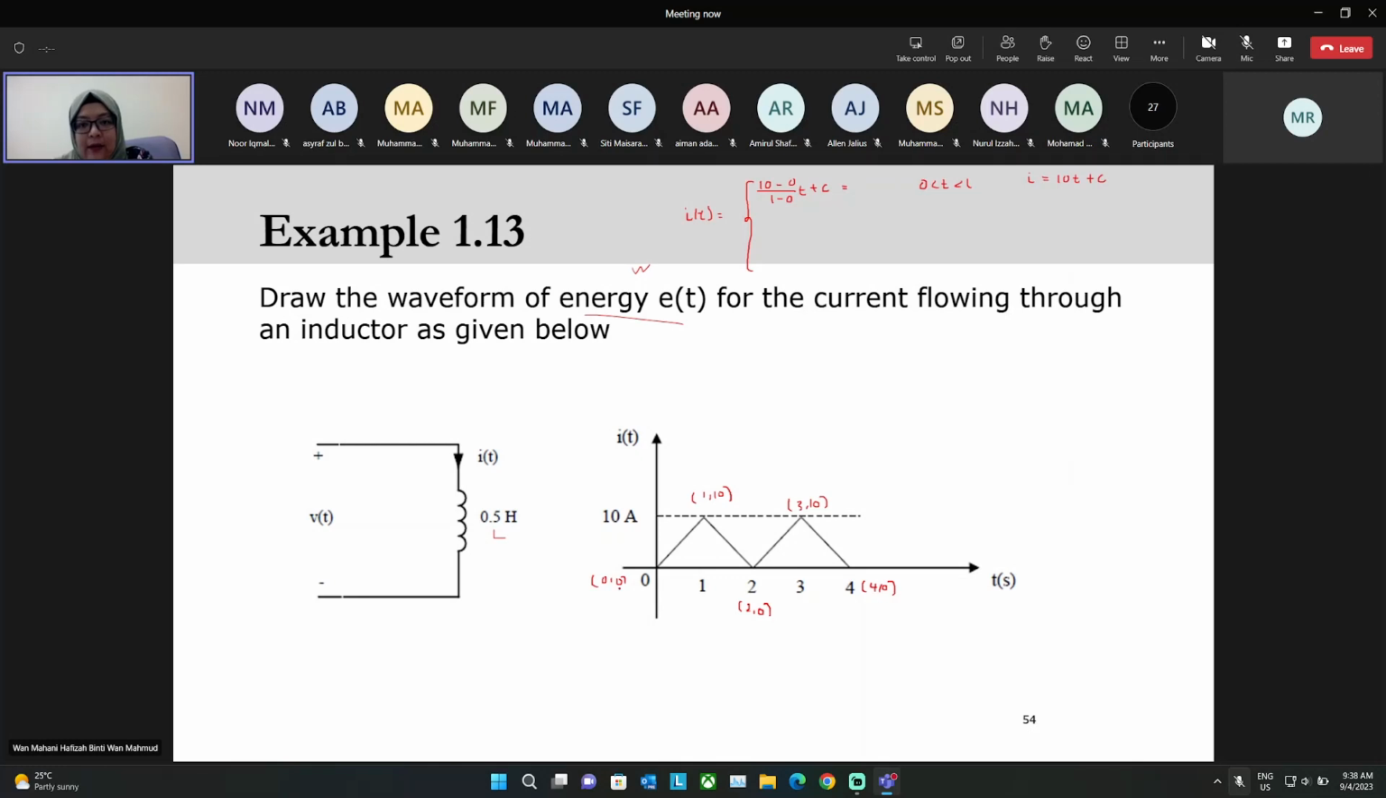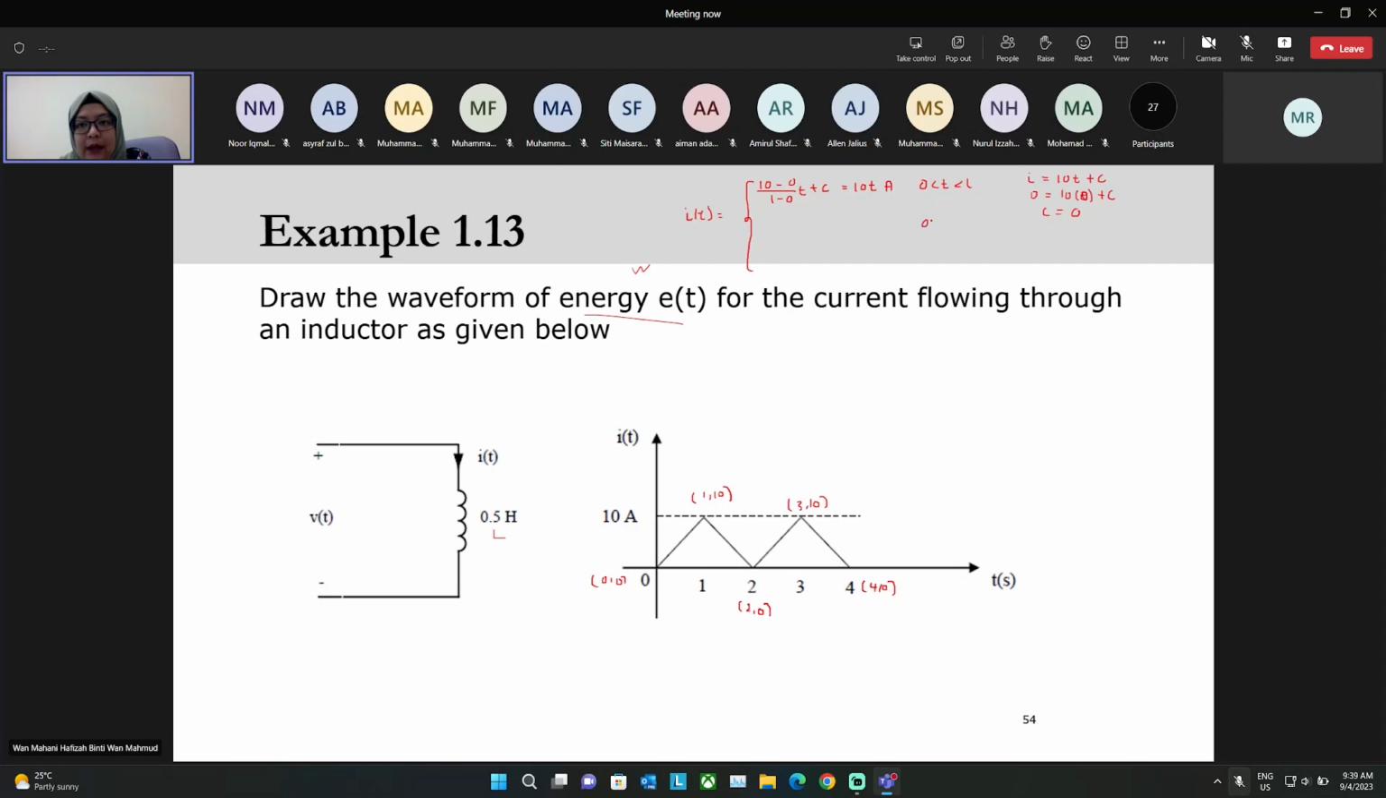You boleh ganti guna koordinat ini ataupun koordinat yang kedua ni. Katakan saya cari guna koordinat yang first. Pada masa T kosong, I dia kosong. I kosong, 10 T dia kosong, tambah C. So C sama dengan kosong lah kat sini. Untuk kes ni, so 10T sahaja. 10T ampere. C dia kosong.